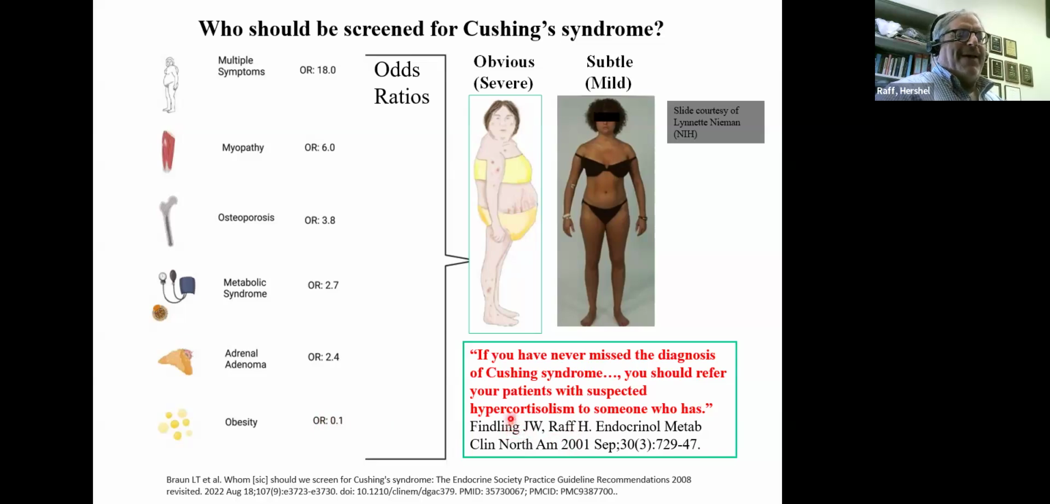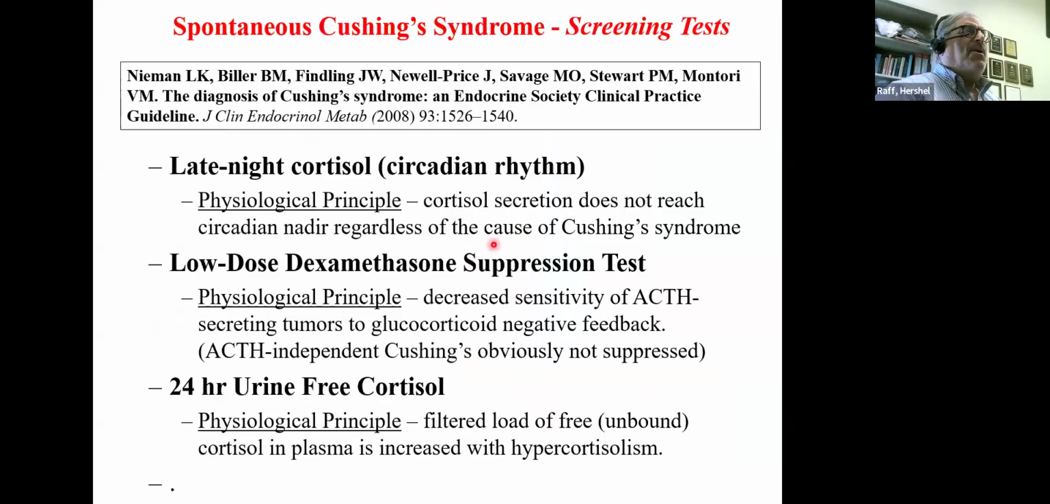Now, my clinical colleague, Dr. James Findling, came up with this quote: if you've never missed the diagnosis of Cushing syndrome, you should refer your patient with suspected hypercortisolism to someone who has. And in our Cushing's clinic, we've seen literally thousands of patients, and sometimes even the best informed endocrinologist misses this diagnosis. So this is the guidelines that were published by the Endocrine Society in 2008. They were since updated in 2021 and published in Lancet Endocrinology, and I'll mention that at the end.